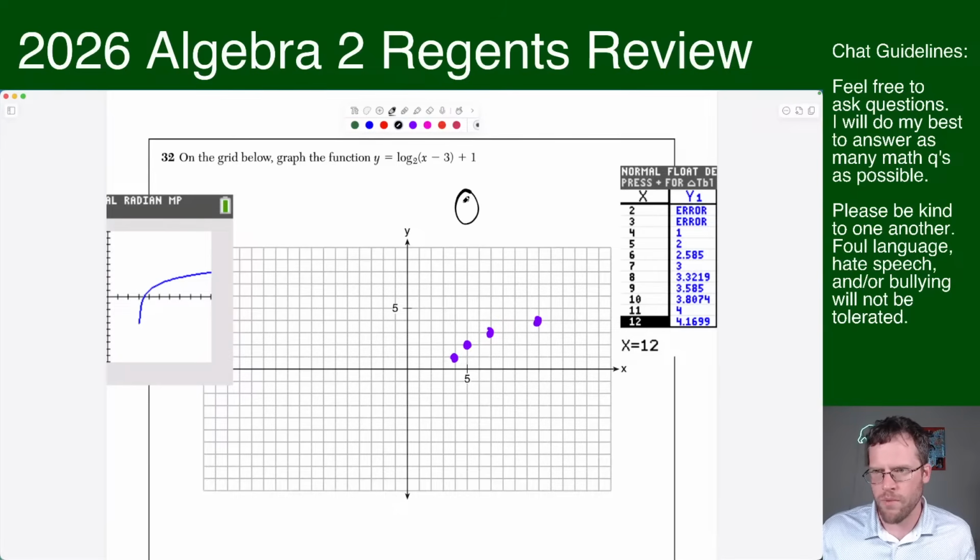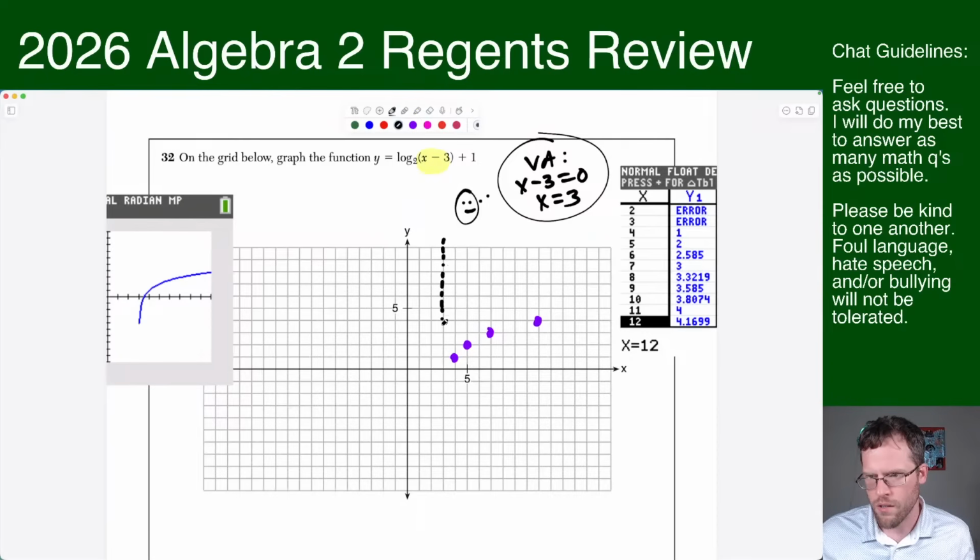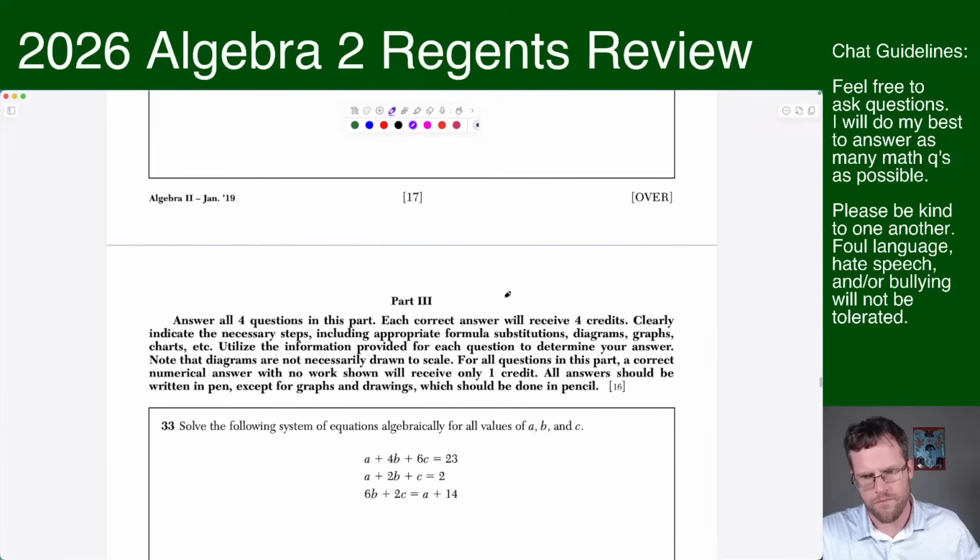But remember, a little mental math: the vertical asymptote occurs when the inside, x minus 3, is equal to 0. And that's when x is equal to 3. So I just focus on the inside of the log. And what that means is that at x equals 3, that's going to be our vertical asymptote for our log function. So when I draw this curve connecting them, I like to put the dotted line there to show, hey, this is a vertical asymptote. Once you have your 4 points like this, that'll get you the credit. And that's our last 2-point question.